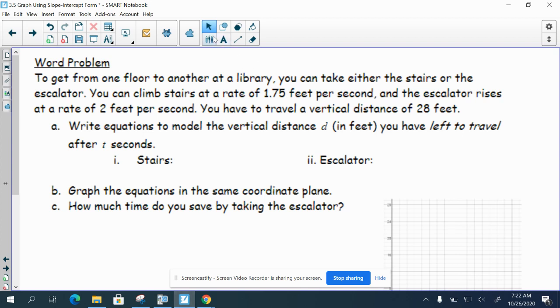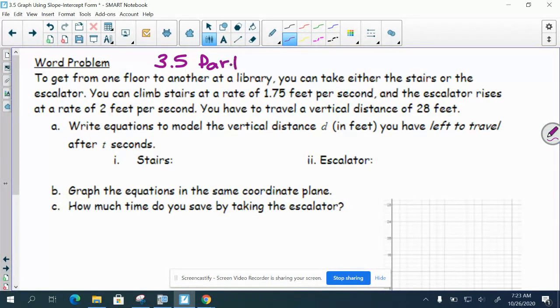Hello everyone. In this lesson, we are going to do word problems related to slope-intercept form. So this is lesson 3.5, part 2. So we're going to do a word problem, and then we're also going to look at parallel lines.